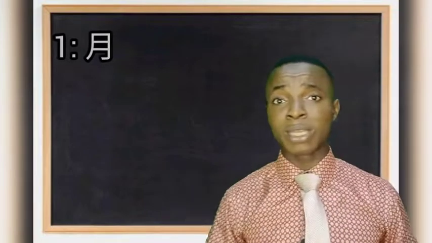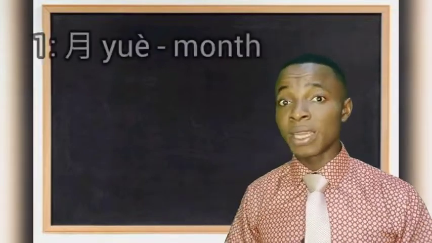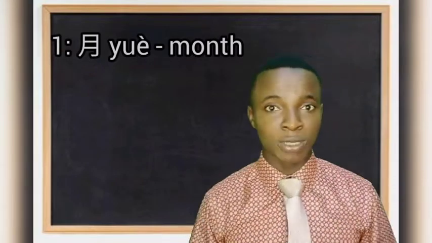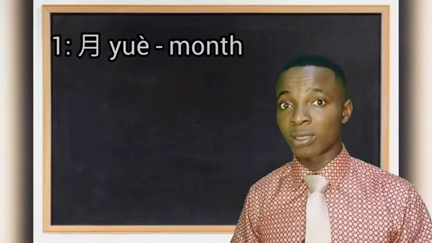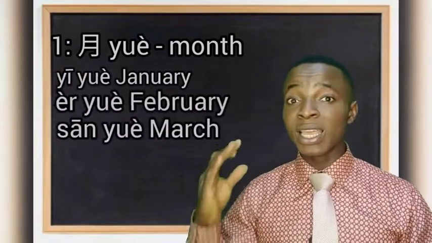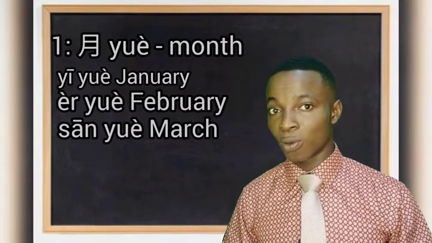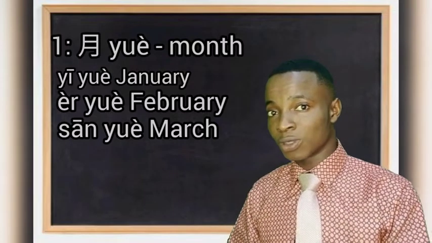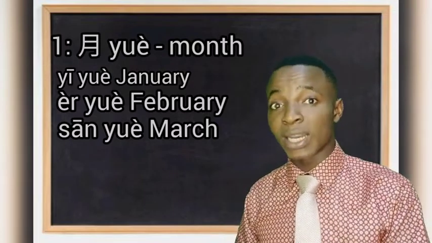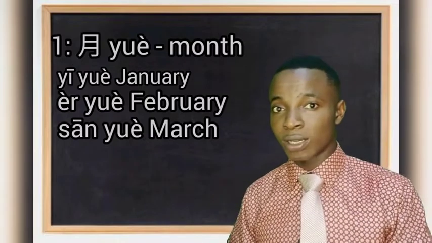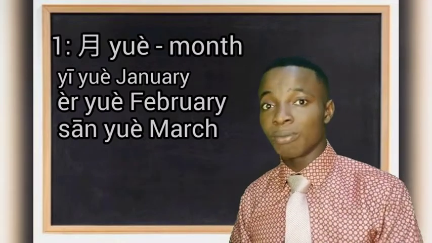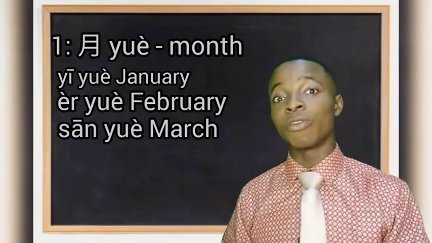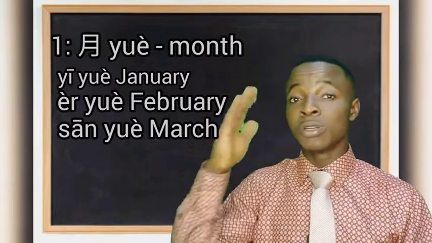So this character literally means month of the year, yue. For example, if we want to say January, February, you can simply say 1月, 2月. Remember, yi is one. 1月 means the first month, January. That is how we say January in Chinese. 2月, er is 2. 2月 means February. So if you also want to say March, you only need to put the number in front of 月, 3月, down to December.